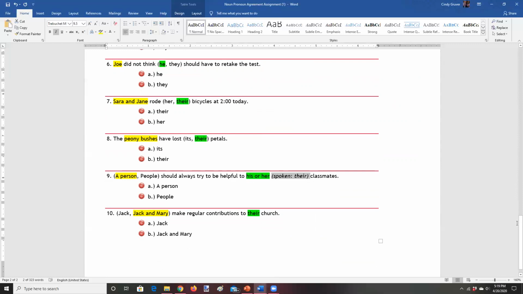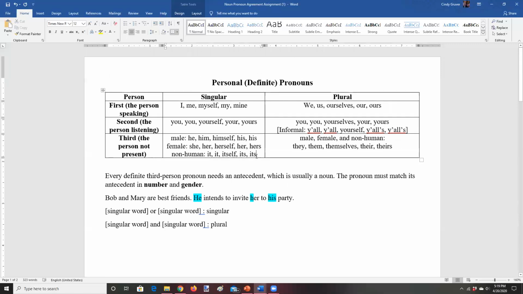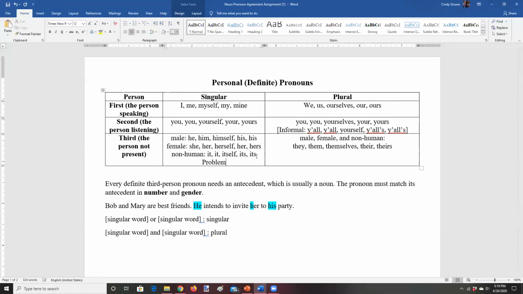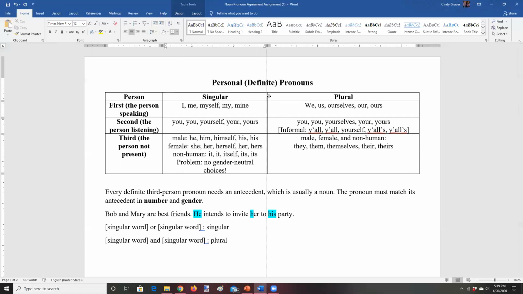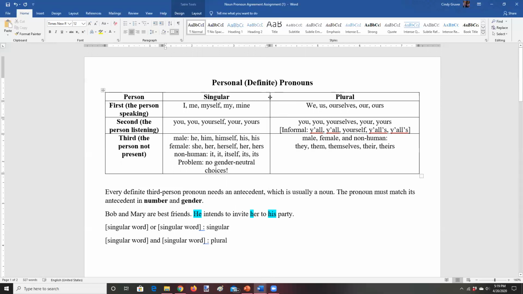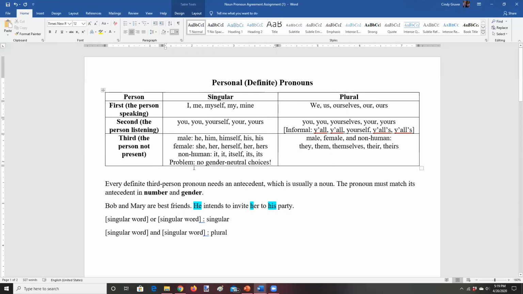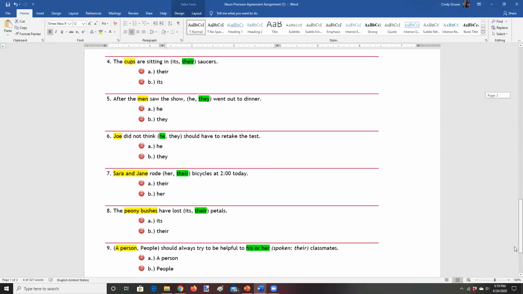So our problem is, and let me just write it here, no gender neutral choices. That is where our problem begins, and most of our problems stem from this fact. We don't have a way that's easy, that's elegant, to refer to a single antecedent whose gender is ambiguous.